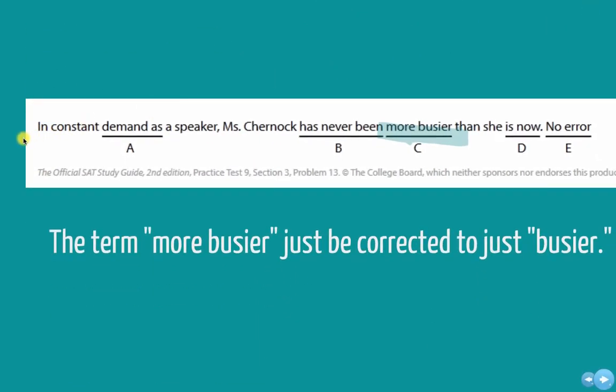This sentence reads, "In constant demand as a speaker, Ms. Chernock has never been more busier than she is now." We identify busy as the root adjective which describes Ms. Chernock. Notice how it's sandwiched between the suffix er and the prefix more. As we now know, comparatives can't be formed by adding both of these things onto the root adjective.